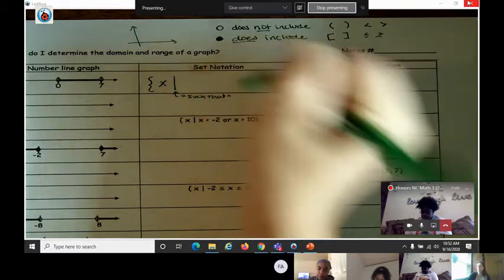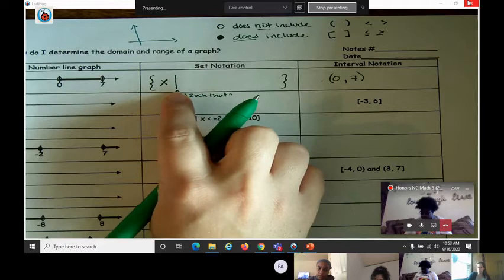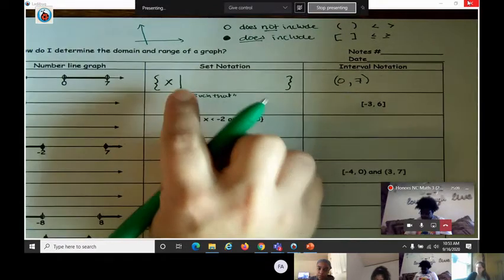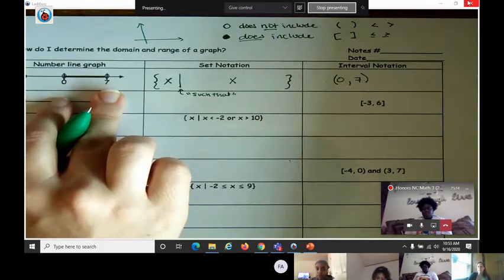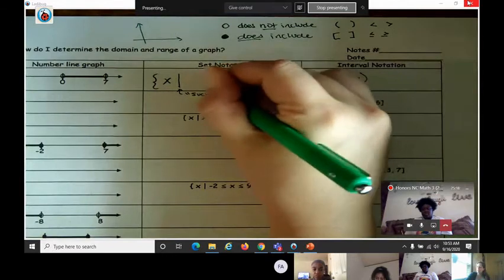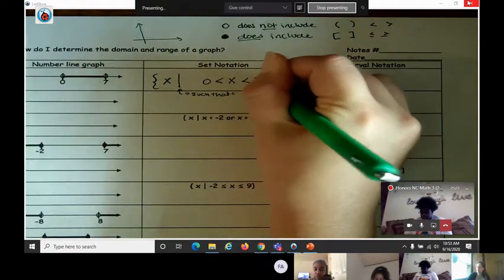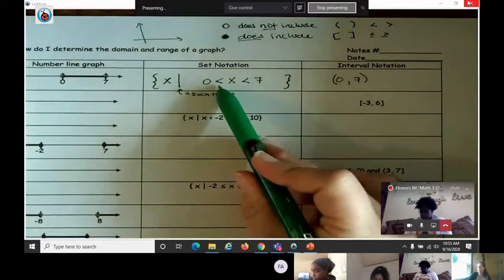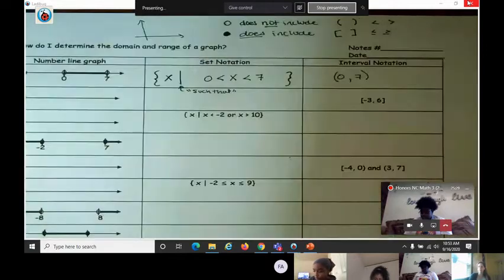So we're saying we're taking a set of X values such that our X's have to be between what two numbers? 0 and 7. Yeah. So our X's have to be bigger than 0 and smaller than 7. And we use these strictly less than signs because we do not include 0 and 7. What questions do you have about that set notation?